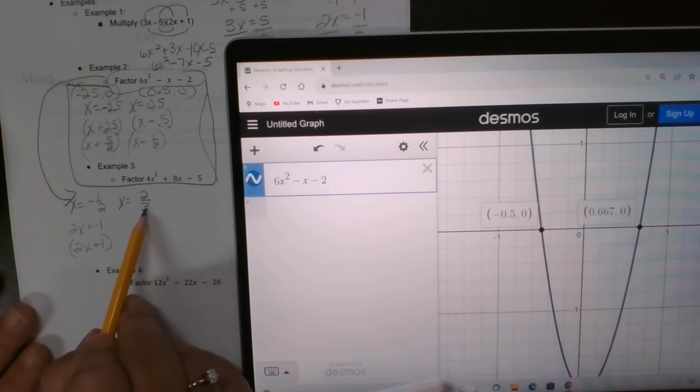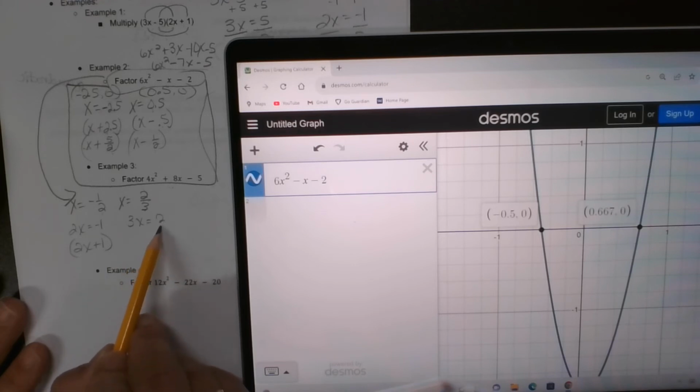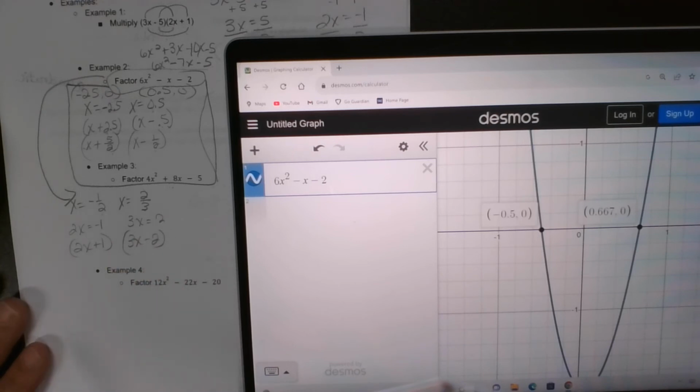Same thing here. Multiply both sides by 3. Get 3x equals 2. Take that 2 back over by making it negative, and I get 3x minus 2 as the factor. There's the two factors. Try this one and see if you can come up with the factors for this one.